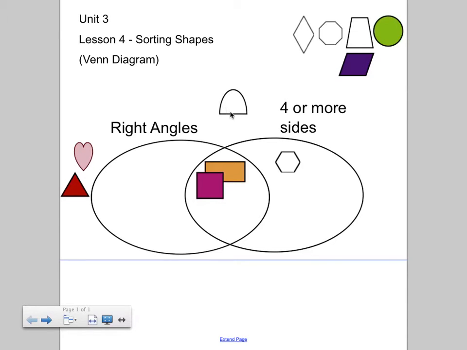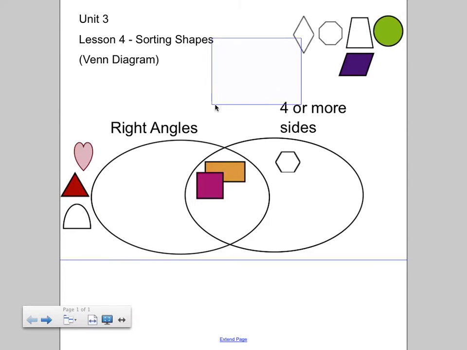Let's take this one here. This does not have a right angle. Some students think that this here is a right angle. It is not, because it's arched. A right angle must be 2 straight edges that come together to make 90 degrees, and this is not a straight edge. So this has no right angles. It does not have 4 or more sides. That will go on the outside.